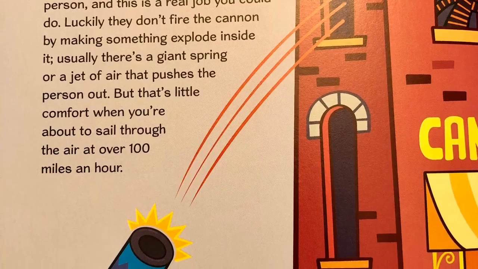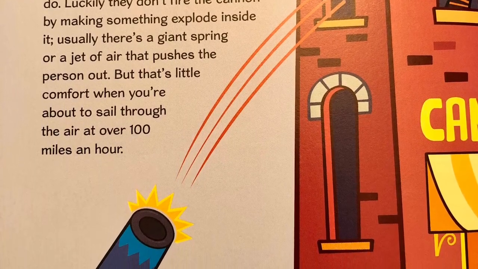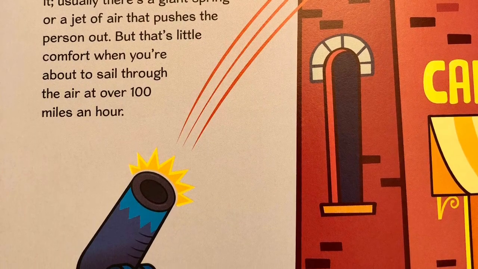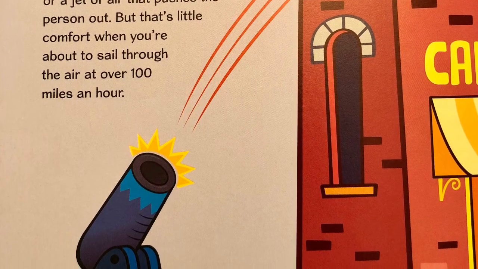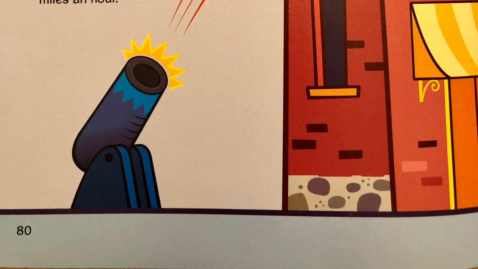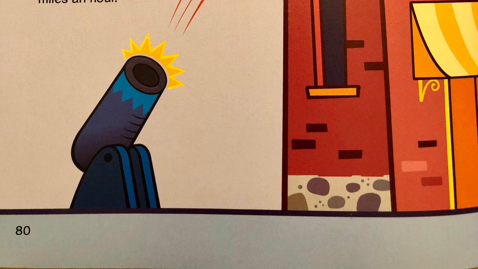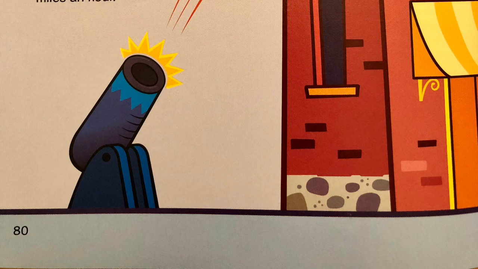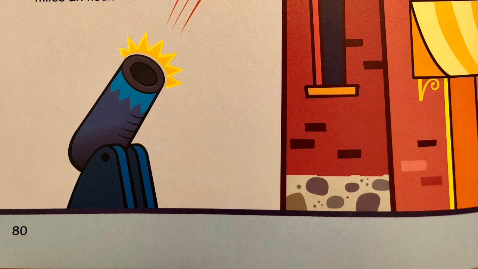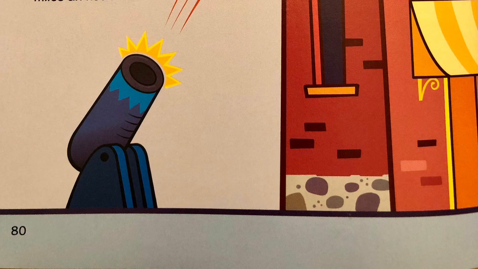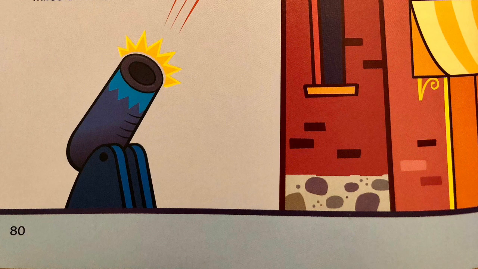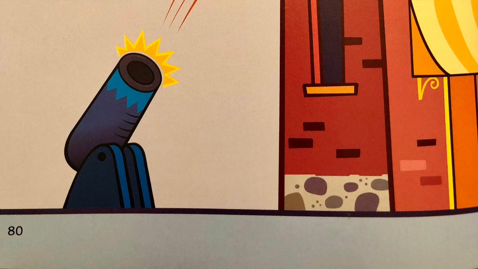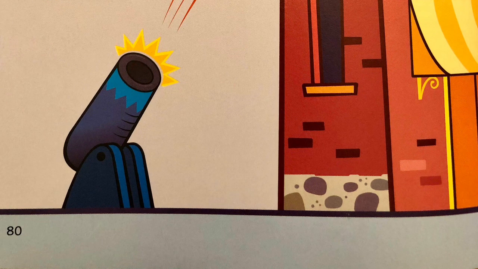A cannon is a big, heavy metal object with a hollow tube that shoots big objects, usually cannonballs, at the circus and other events, though sometimes they light the cannon and a person comes flying out over everyone's head. It's a real living person, and this is a real job you could do.